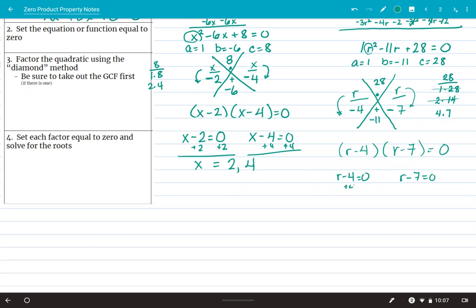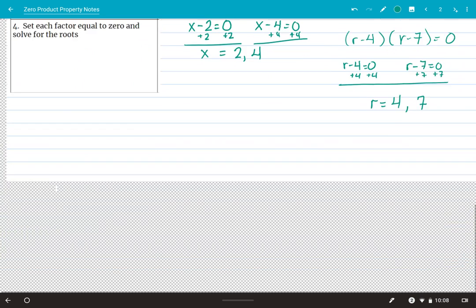So add 4 to both sides, add 7 to both sides, and we get that r, so it crosses the x-axis at 4 and at 7. That is zero product property. It's just a continuation of what we did last week. Put it into the parentheses, set them equal to 0, solve it.